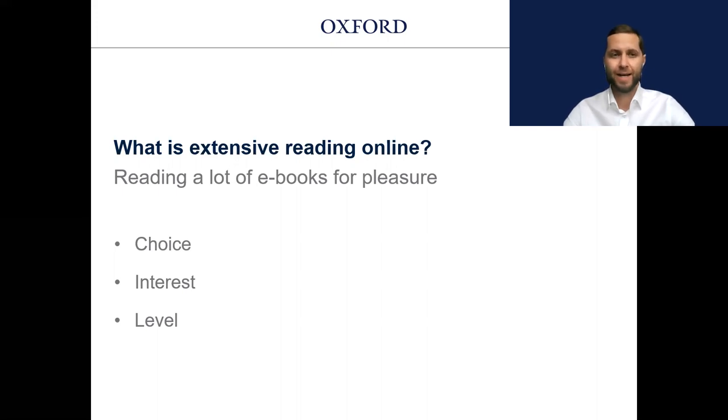And finally, level. Learners must read at a level that they can easily understand. That means only two or three unknown words per page. Ideally, the right level is one level below the learners are studying with their standard course books.